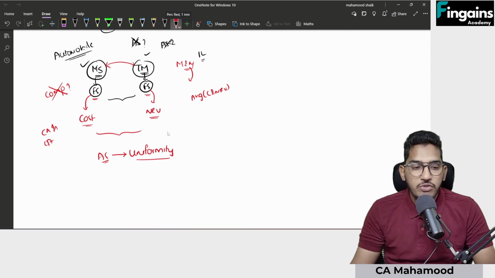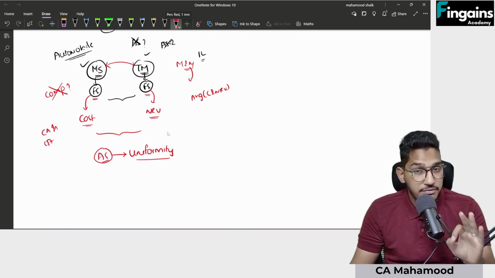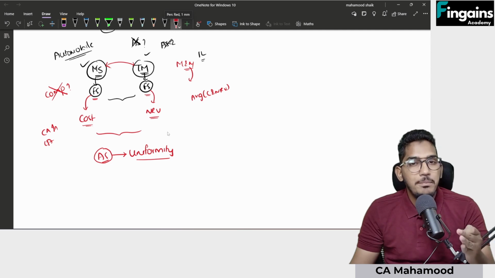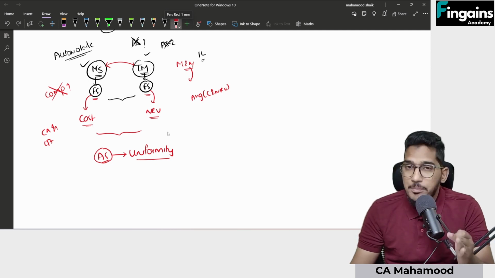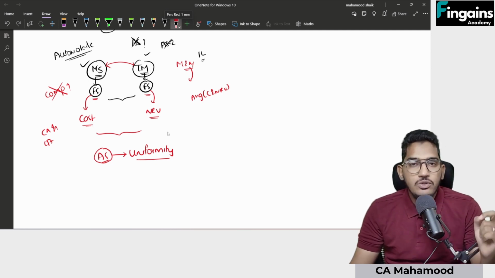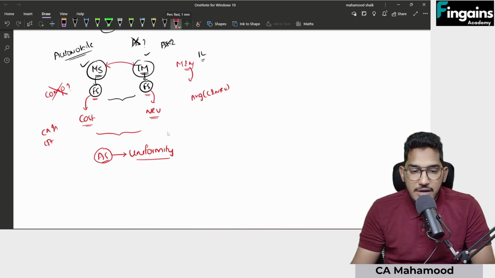What brought that uniformity and consistency in the financial statements? Accounting standards have brought the uniformity and consistency in the financial statements, which makes the comparison valuable and makes the comparison make sense. So the main objective of the introduction of accounting standards is to bring uniformity.